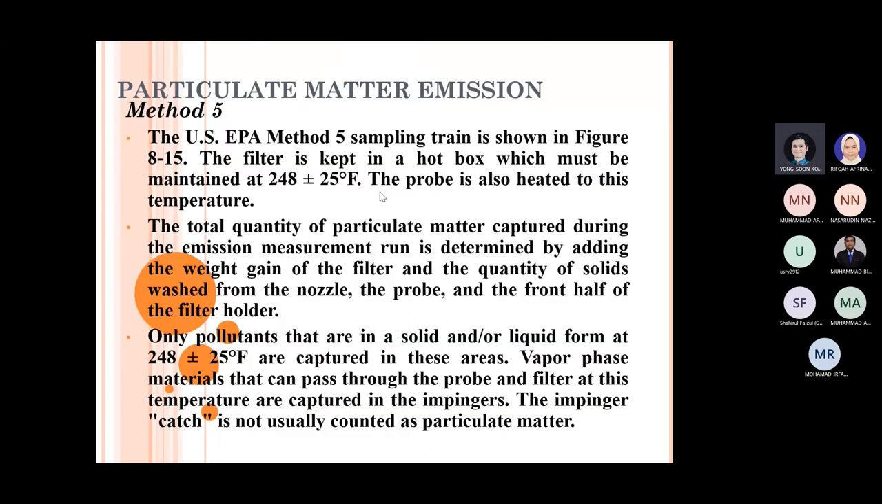So method 5 has a series of impingers and equipment. Let's call it a sampling train. And there is a requirement that the filter they use to separate the particulate has to be kept at this temperature, 25 degree Fahrenheit. Not really that hot actually, I think maybe there's a mistake. Maybe not. Oh yeah, 248 Fahrenheit, so it's heated.